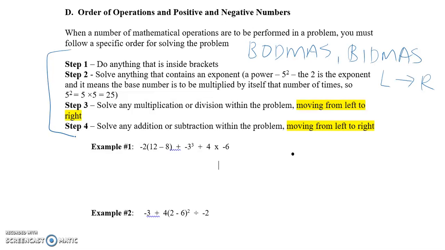First step, you want to do anything that's inside the brackets. Second step, anything that has a power in it, or an index or an exponent. Power is the things with a little 2 up the top, and it means multiplied by itself by that number of times. Then you want to do any multiplication or division, but going from left to right, and then finally addition or subtraction, again going from left to right.